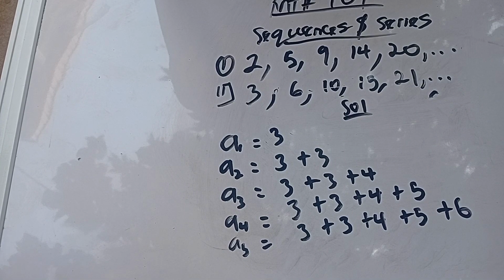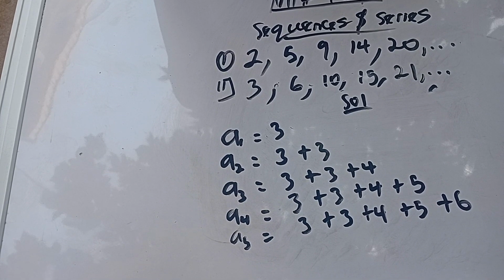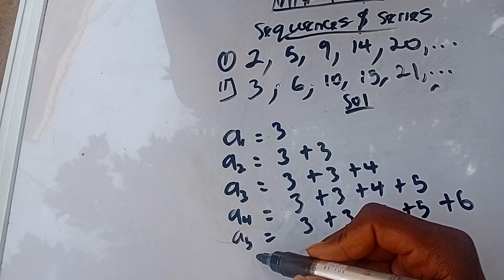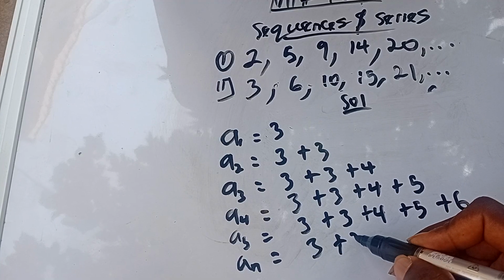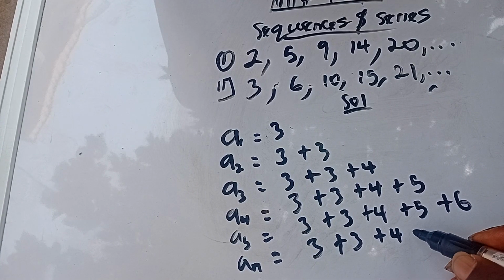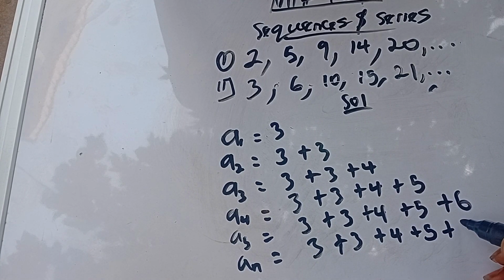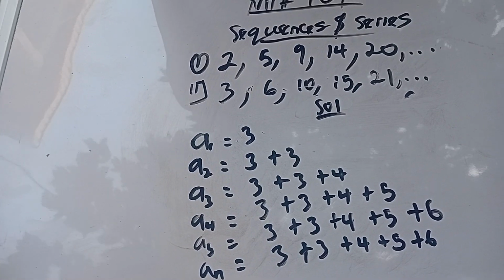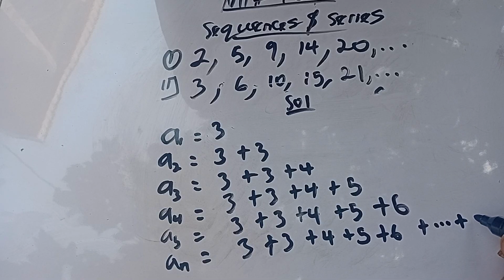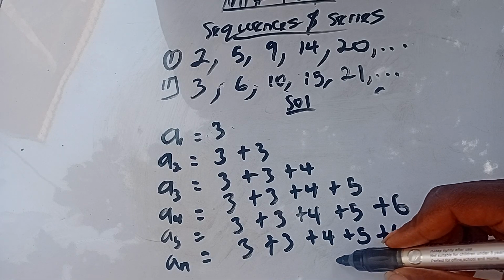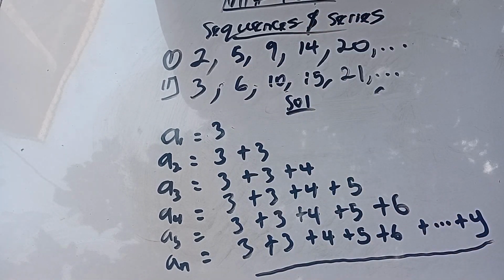Now these are A5. Now we can generate for AN. Are we together? So our AN can be written as 3 plus 3 plus 4 plus 5 plus 6, then plus dot dot dot plus what? You can say plus y or plus x, just fit the last term. Now we are able to generate a series by breaking down this sequence.